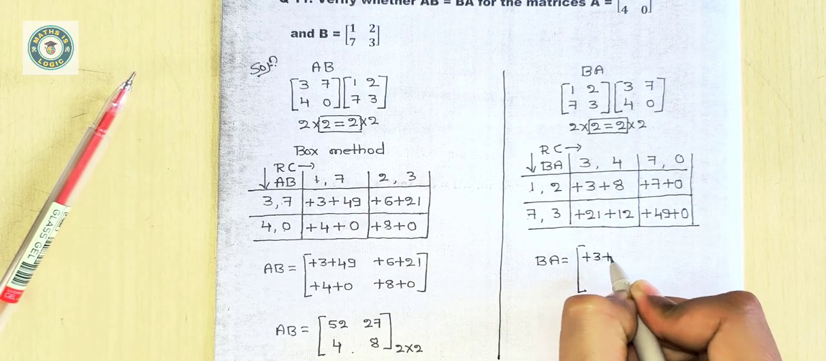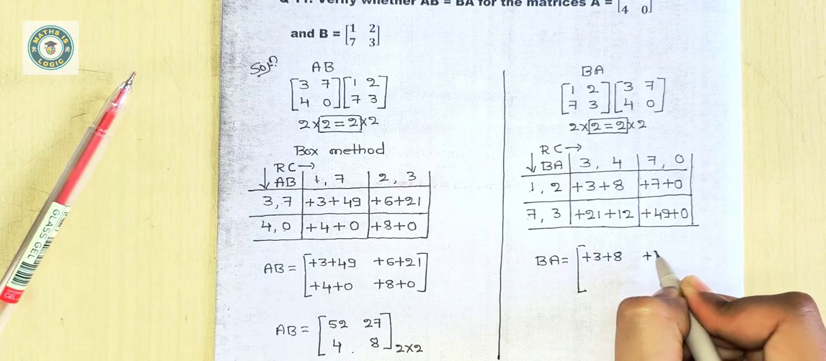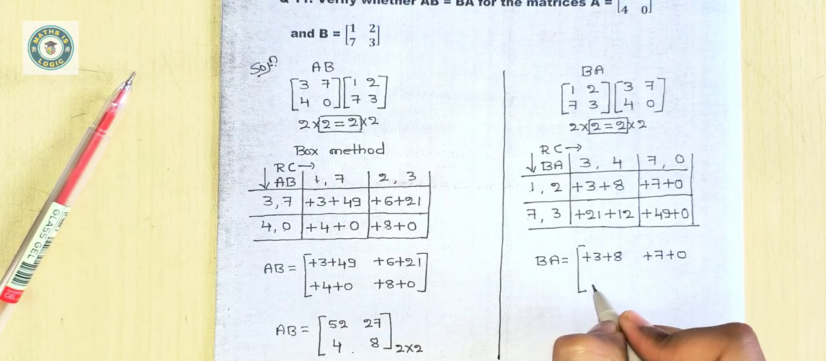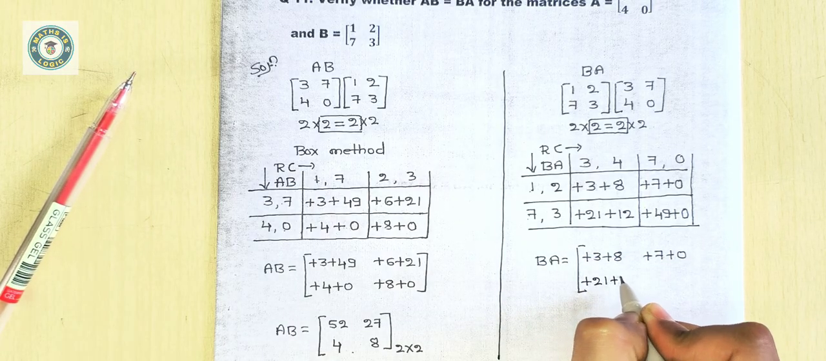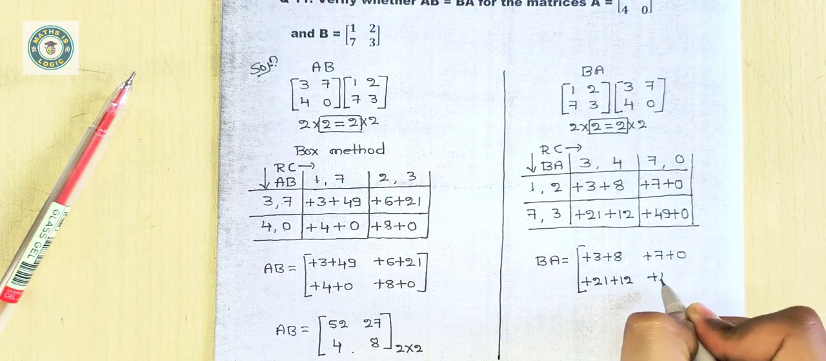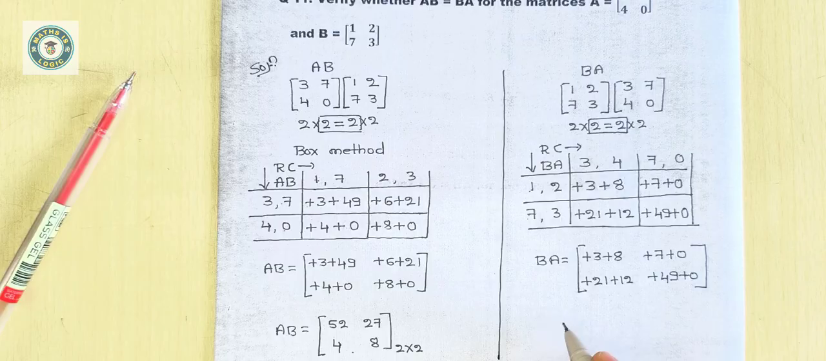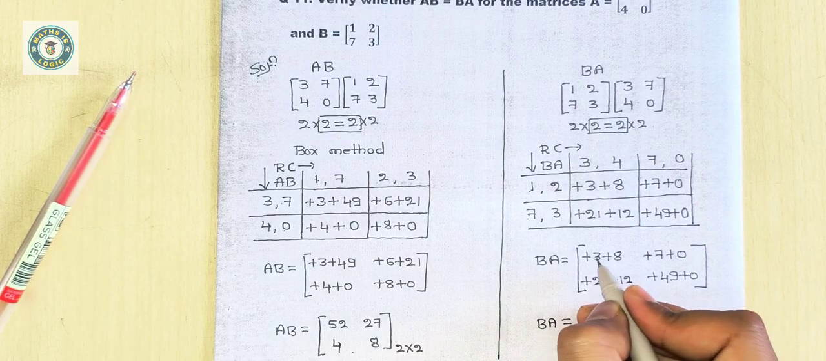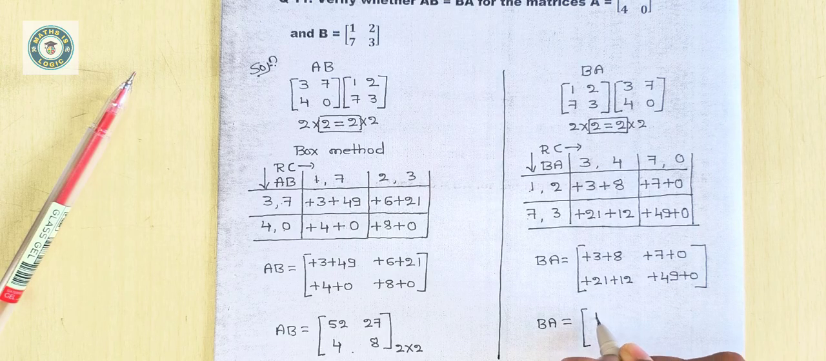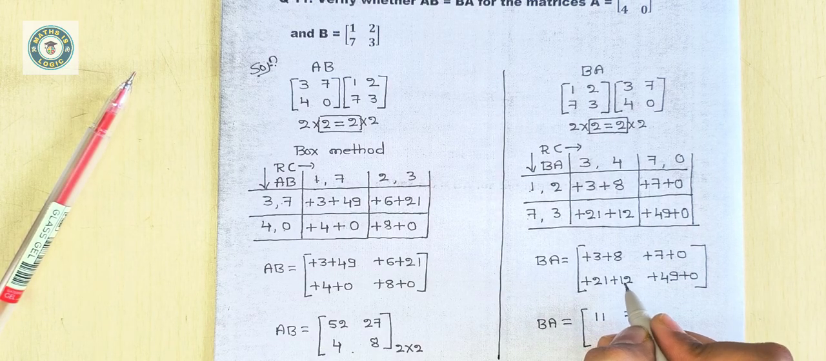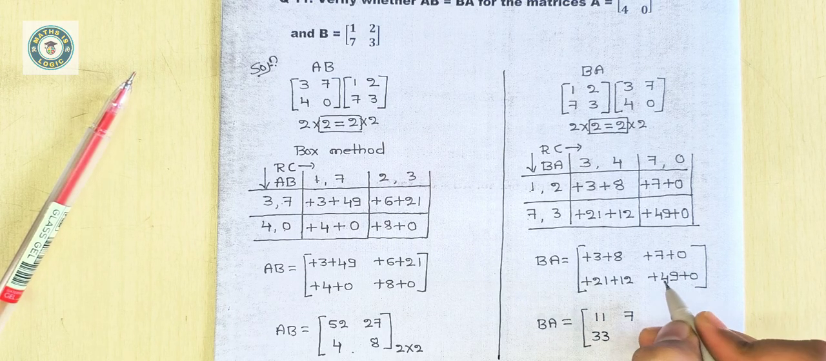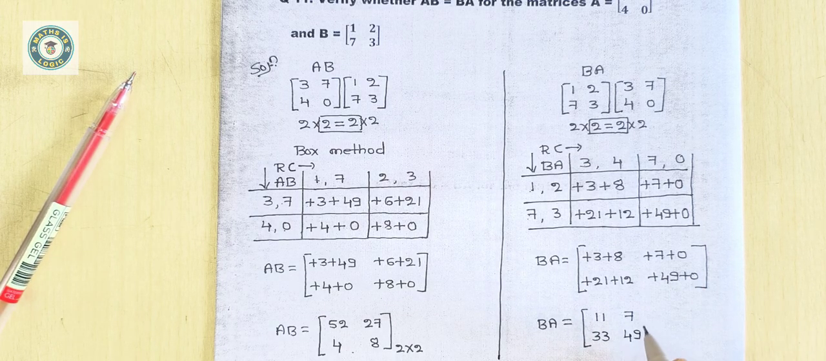So plus 3 plus 8 plus 7 plus 0 plus 21 plus 12 and plus 49 plus 0. Therefore the BA answer is 3 plus 8 is 11, 7 plus 0 is 7, 21 plus 12 is 33, and next 49 plus 0 is 49. Our order is 2 cross 2.